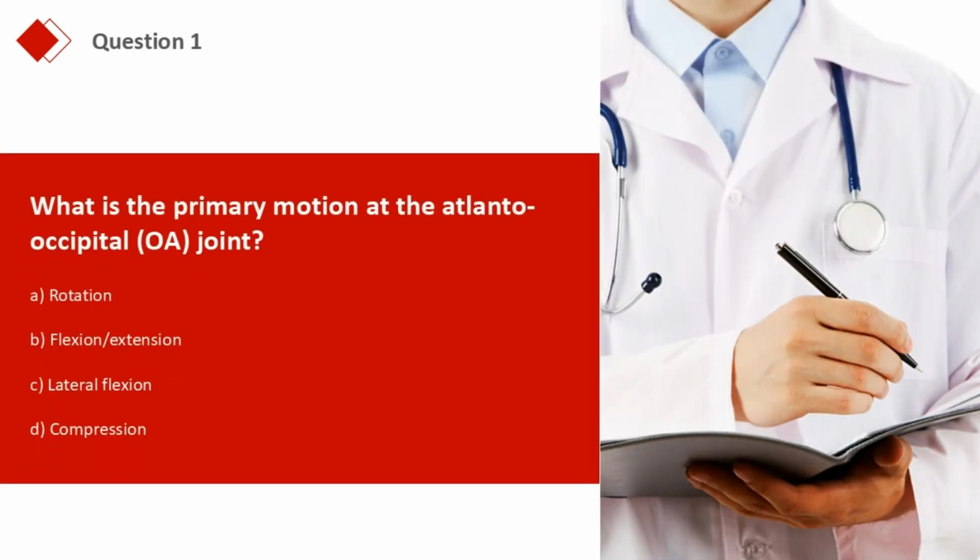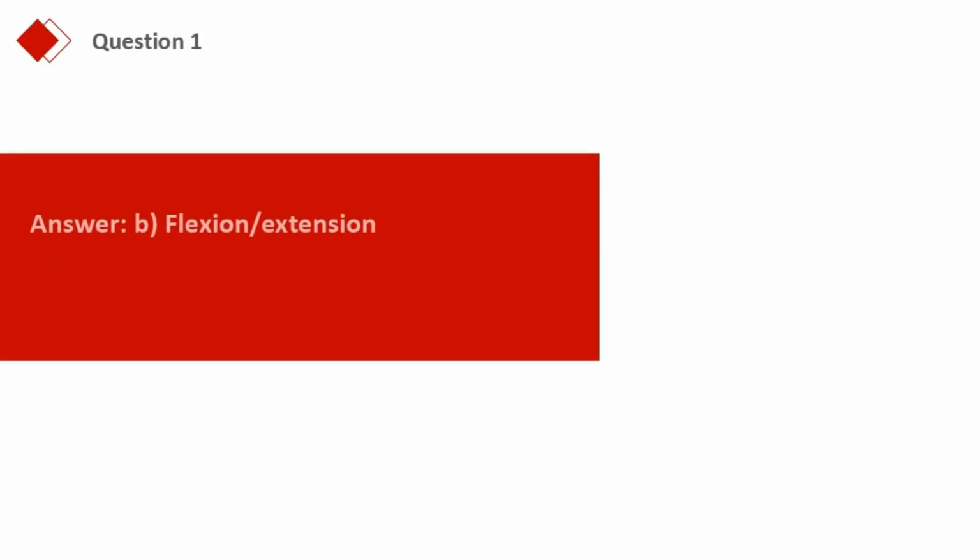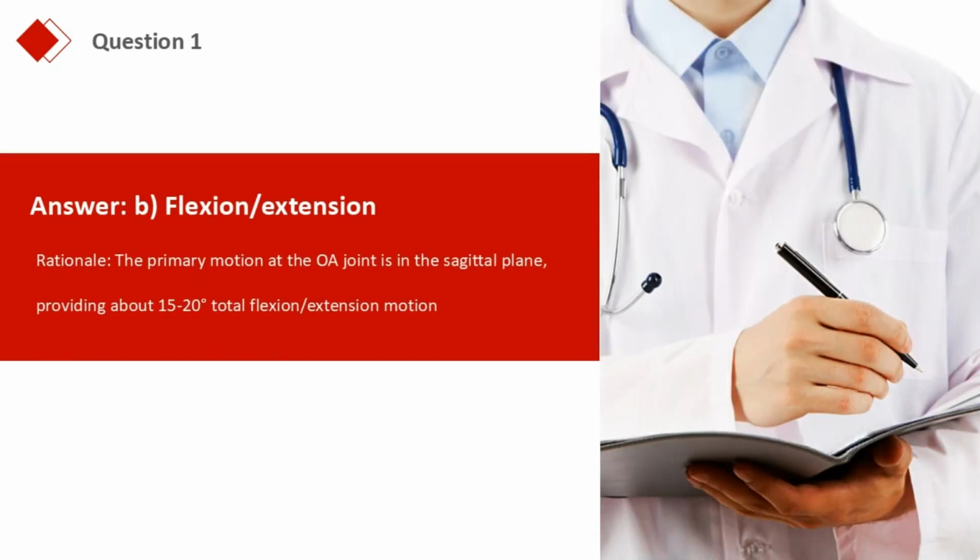Question 1. What is the primary motion at the atlanto-occipital (OA) joint? A. Rotation. B. Flexion/extension. C. Lateral flexion. D. Compression. Answer: B. Flexion/extension.